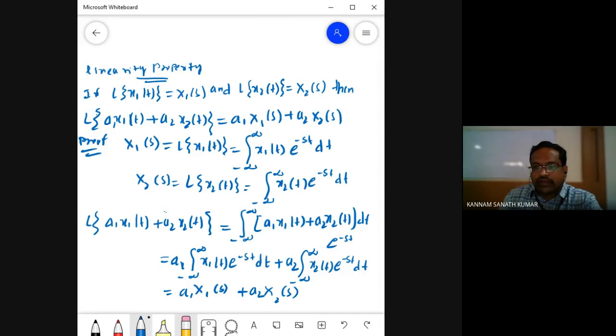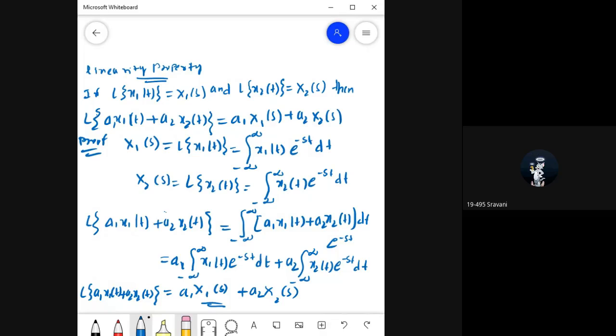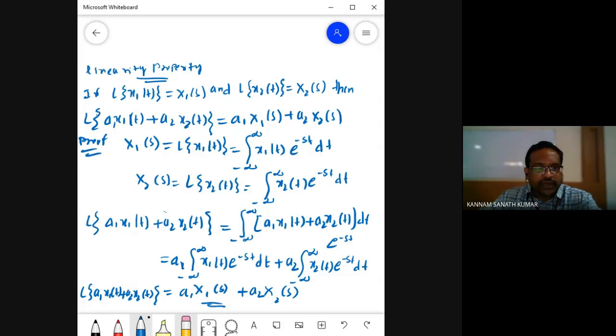So that means you got the Laplace transform of a1 into x1 of t plus a2 into x2 of t equal to the individual ones. That means a1 into X1 of s plus a2 into X2 of s. Okay, so this is the proof for the linearity property. Is it okay? The proof? Yes, sir. Had you understood the proof?